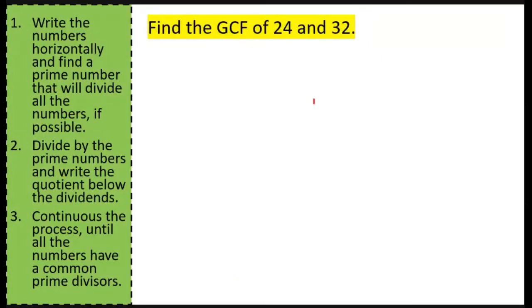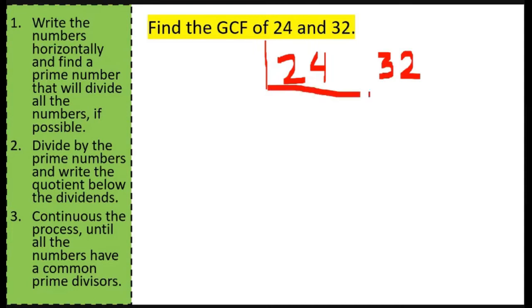Ayan, nandyan ang step natin. Now, we have 24. Ganito gagawin. So, write 24. And then, 32. Okay. And then, you're going to put a line here. Oh, yan. Okay, now, give me a prime number na pwede nating i-divide by both 24 and 32. Okay, very good. The answer is 2.